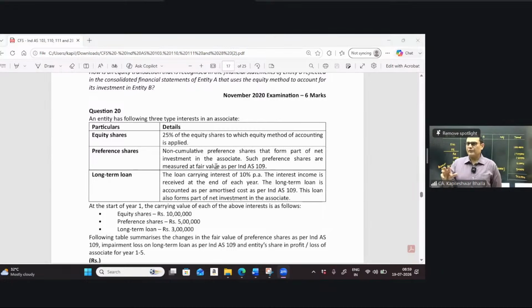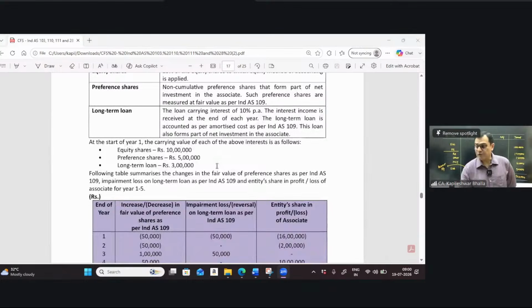So when we're looking at those other long-term interests, just to recap, we're looking at all those investments which are as good as permanent funding. That is the reason we call them net investments in the associate. Then it says that at the start of the year, the carrying value of each of the above interests is given. So this is there in the study material as well. We're given the carrying values of equity shares, preference shares, and the long-term loans.